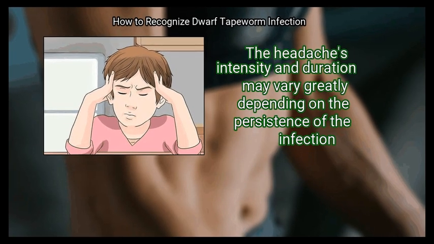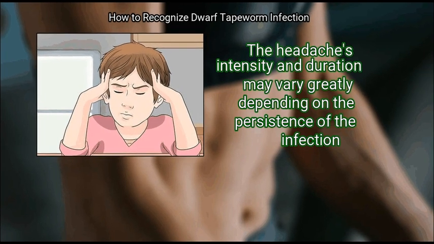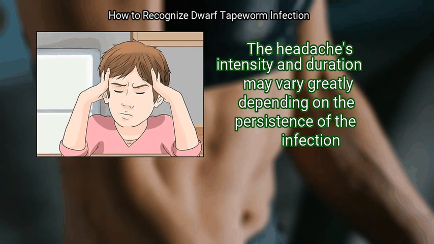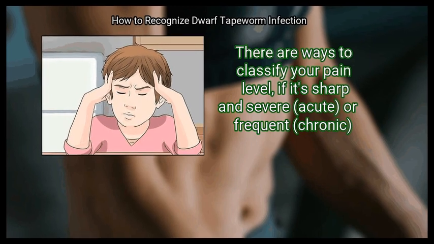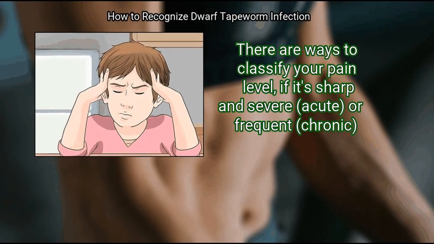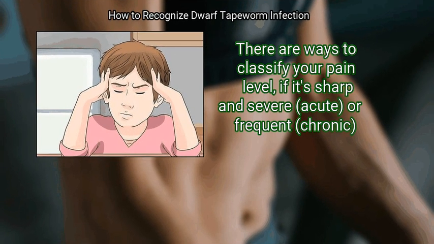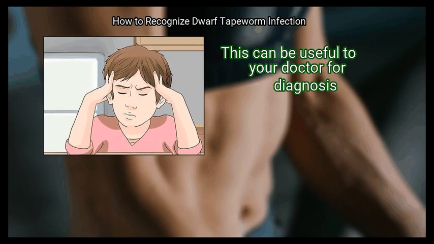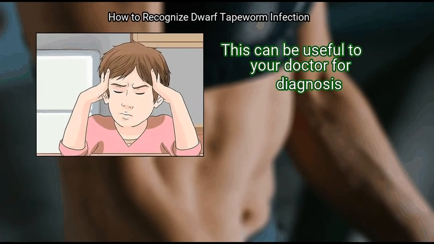The headache's intensity and duration may vary greatly depending on the persistence of the infection. There are ways to classify your pain level: if it's sharp and severe, acute, or frequent, chronic. This can be useful to your doctor for diagnosis.